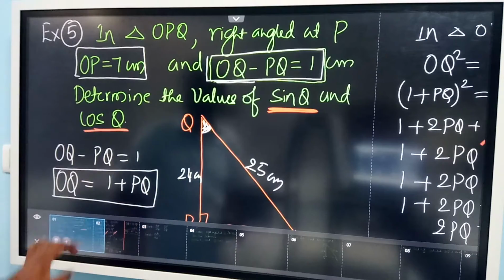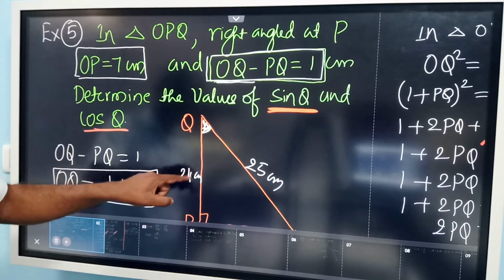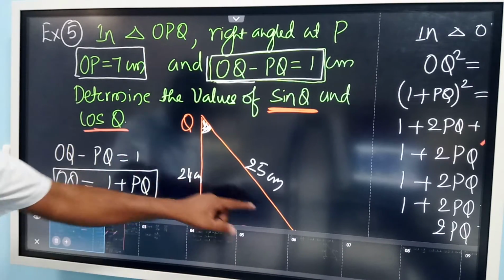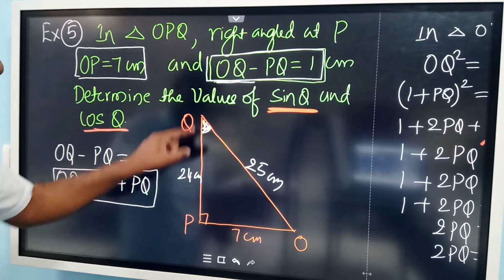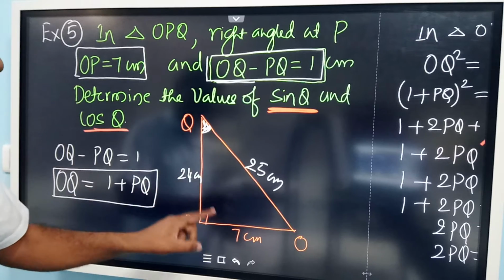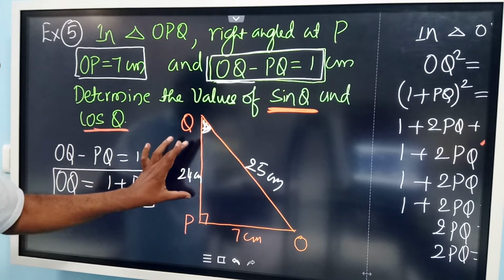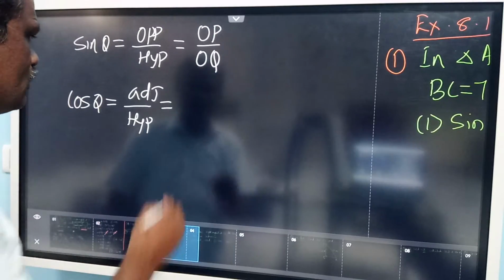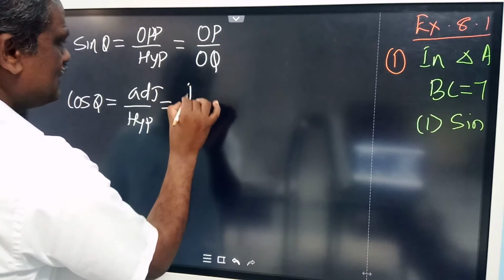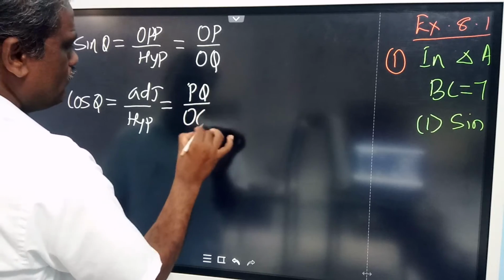Here, adjacent side by hypotenuse. Look at the diagram. What is the adjacent side? See, this is the angle Q. Adjacent side is PQ, hypotenuse is OQ. So cos Q is PQ by OQ.